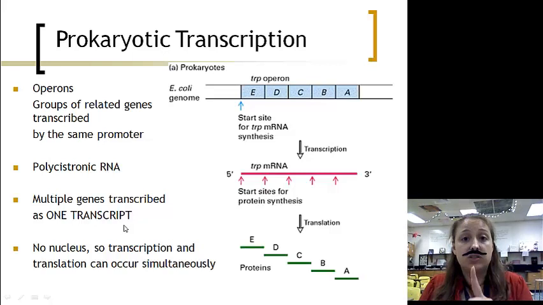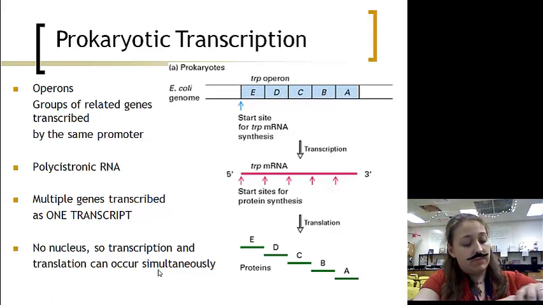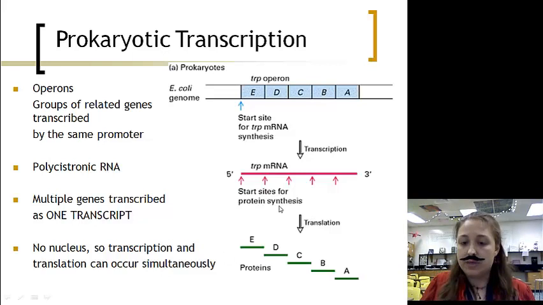Since there is no nucleus, transcription and translation can occur almost at the same time. As the mRNA is being made, the ribosome can be right there forming it into a protein. So during translation, the ribosome will come and translate this section into the E protein. The second section, just kidding, get back to the section into the D protein. The third section into the C protein, the fourth into B, and the fifth into the A protein. So out of one mRNA, one message, we can get 5 different proteins.